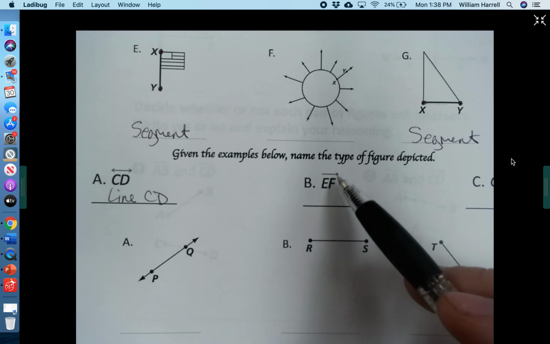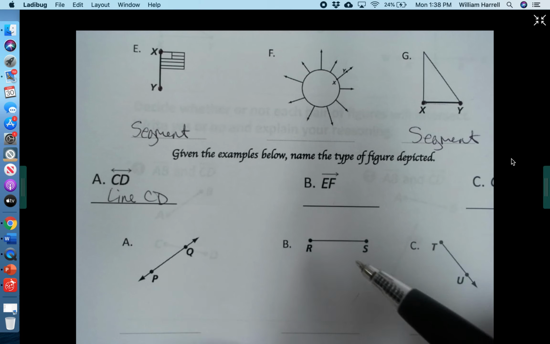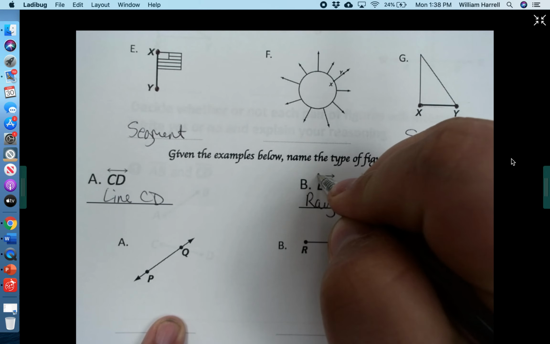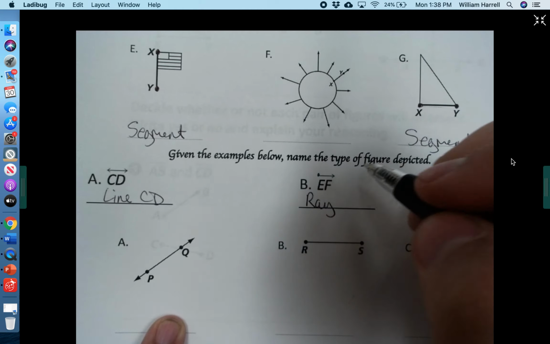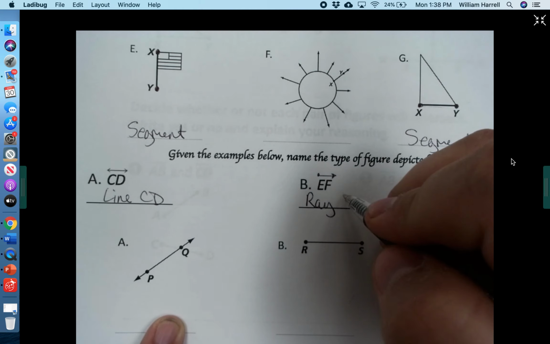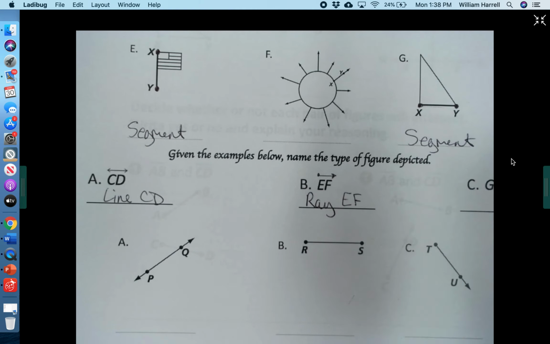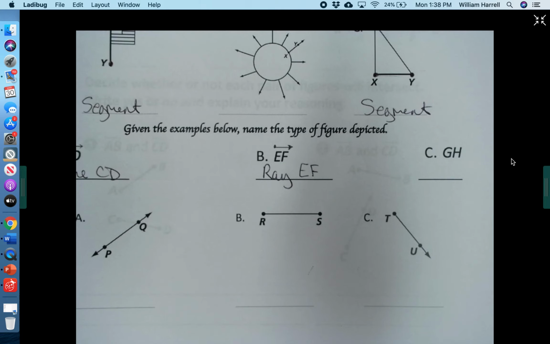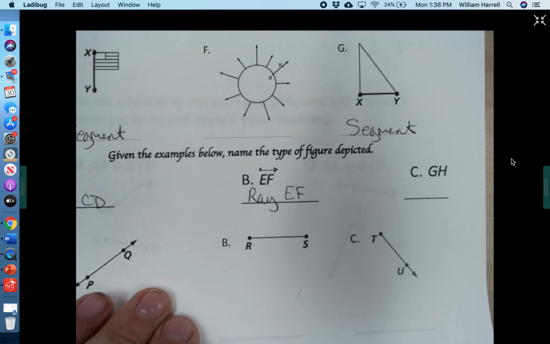So how would you call this? This is called a ray. Again, a ray is a little bit different. You're not going to see your beginning point, but you will see one arrow. So it's going to be ray EF. Okay. Again, not going to waste our time to go through all of these.